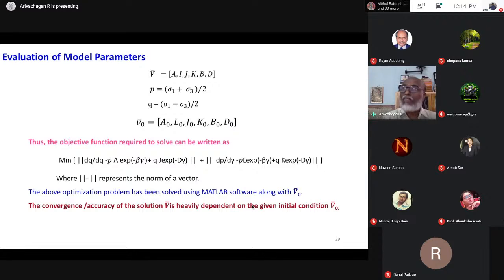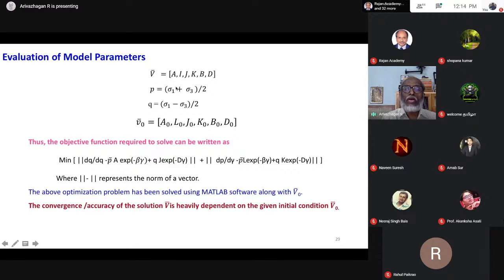The next one is evaluation of material model parameter, the second one. This is the constant, a function of the 6 parameters that are unknown values you have to find out. P and Q are the parameters, that is (sigma 1 plus sigma 3) by 2 and (sigma 1 minus sigma 3) by 2.